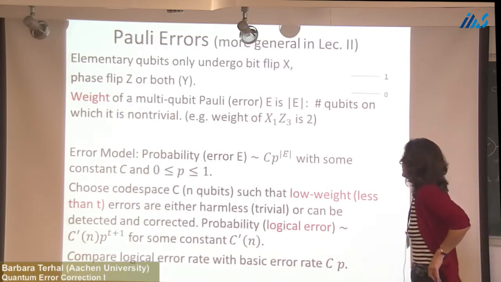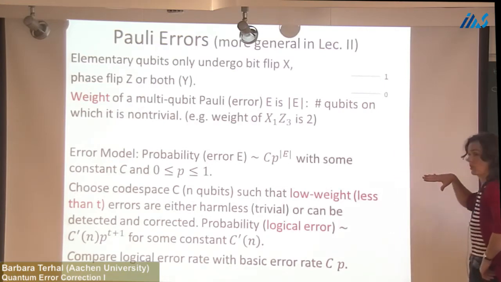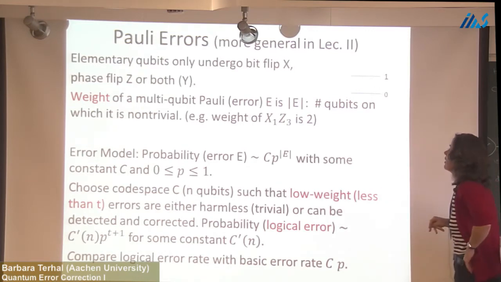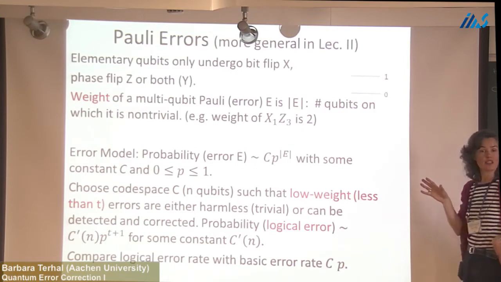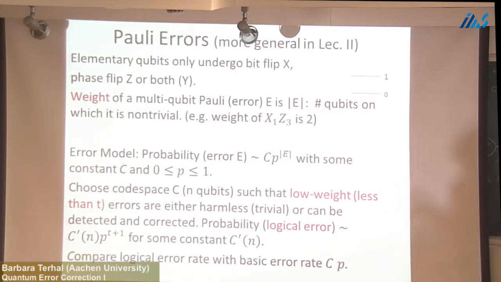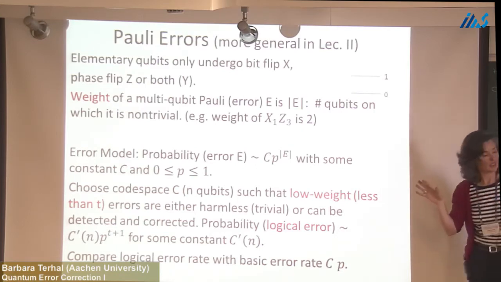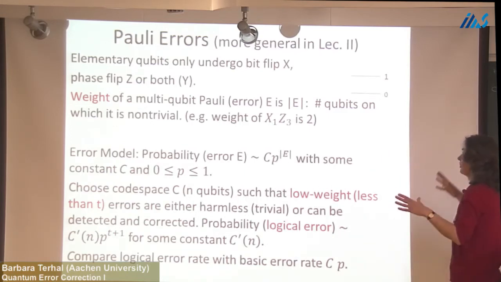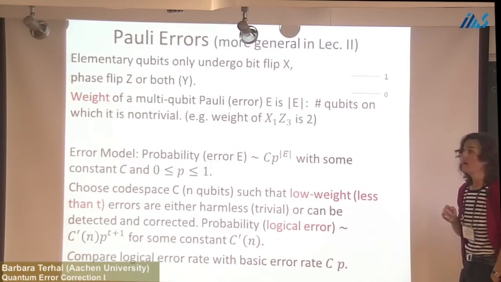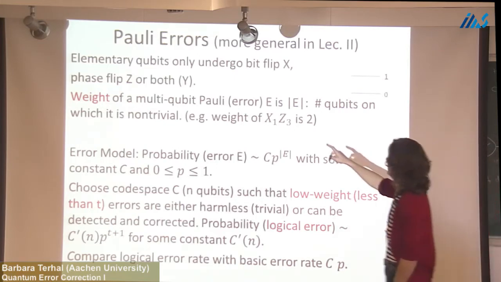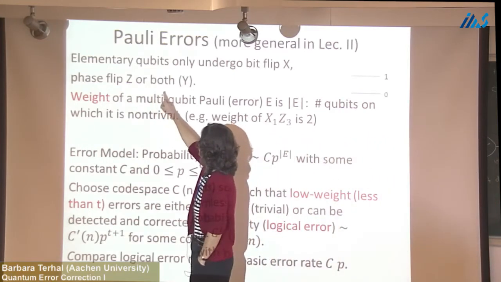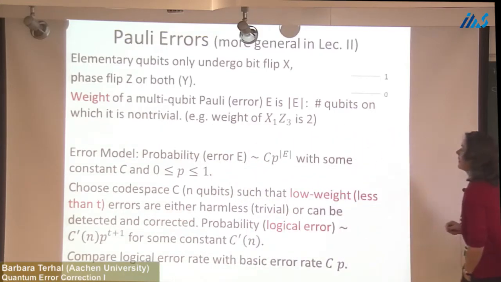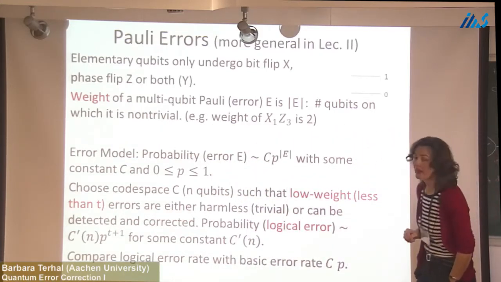we will, in order to understand how to choose your code space and understand what protection you get, assume that the only errors that occur are Pauli errors. So there's no gate happening yet, and the elementary qubits, the n qubits, just undergo bit flip, phase flip, that's how we call these, or both, the Y error, which is the product of the two. Now, why is that sufficient?